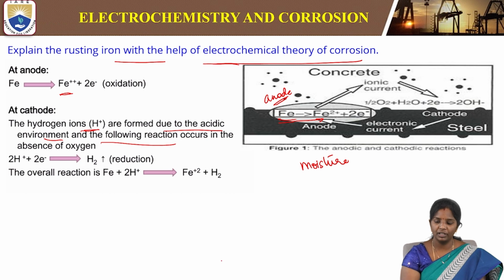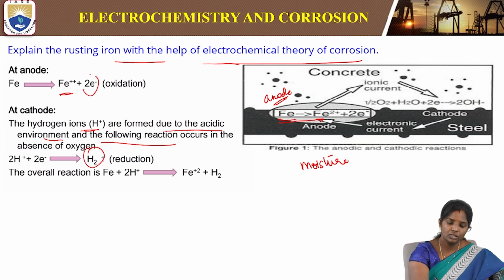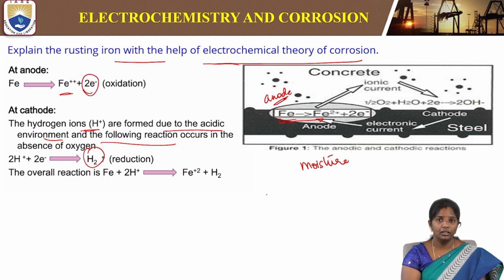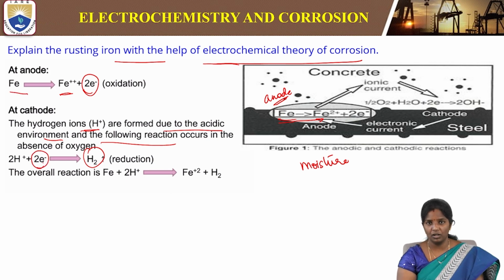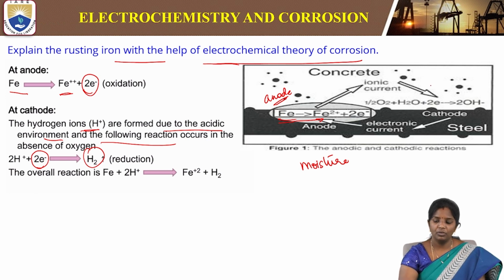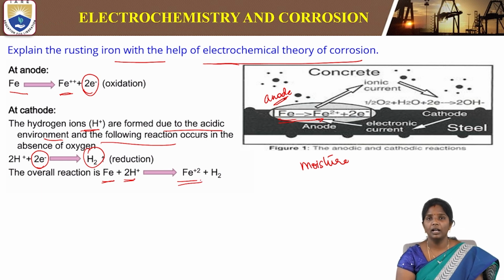So in the absence of air, if it is there, then it forms hydrogen. So hydrogen will be evolving. These two electrons that are coming out from the anode reaction are taken up by the 2H+ ions and form hydrogen. So hydrogen is evolving from these anode and cathode reactions. The overall reaction will be iron and 2H+ ions giving rise to Fe2+ ions and hydrogen.